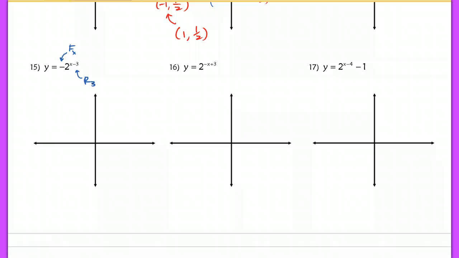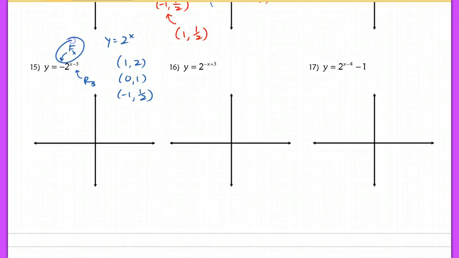We would multiply before we added, so when we take our key points, which are 1, 2, 0, 1, and -1, 1/2, those are the same points from y equals 2 to the x. We want to translate these points by multiplying. If we're flipping over the x-axis, this time x, y becomes x, -y. So we multiply the y by -1.